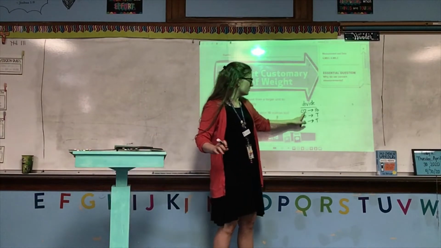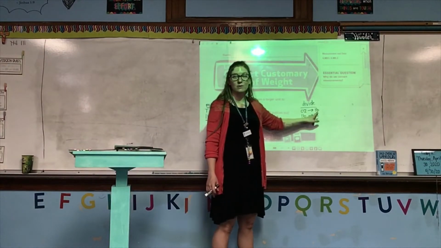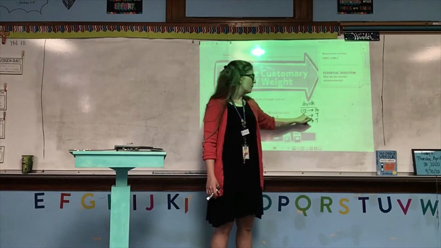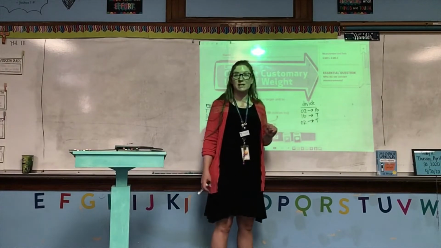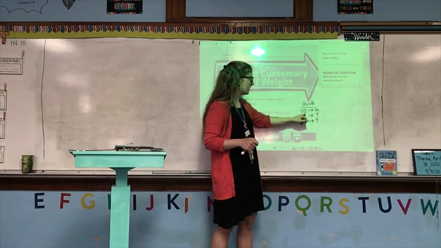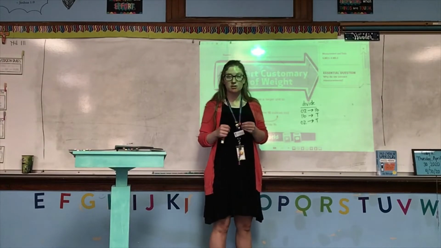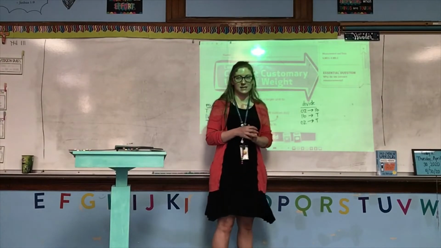If you know the ounces and you are trying to find the pounds, well then you are going to divide the number of ounces by the number of ounces in a pound. Because remember, you can't divide the number of ounces by the number of pounds in an ounce. A pound is larger than an ounce. That means there are no pounds in an ounce.